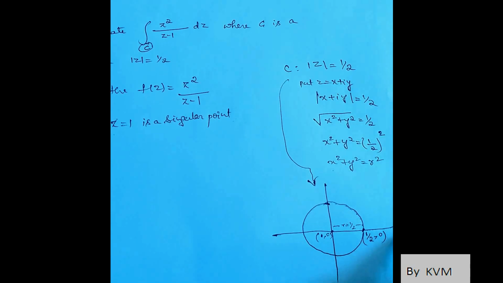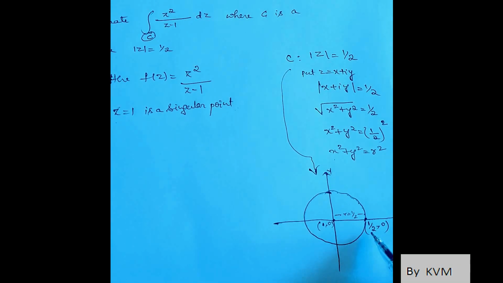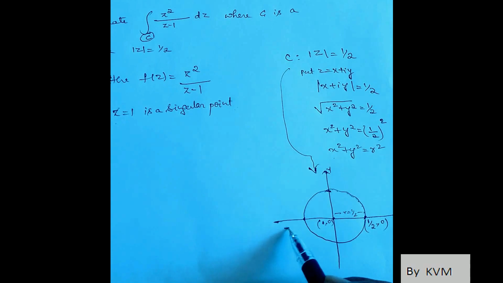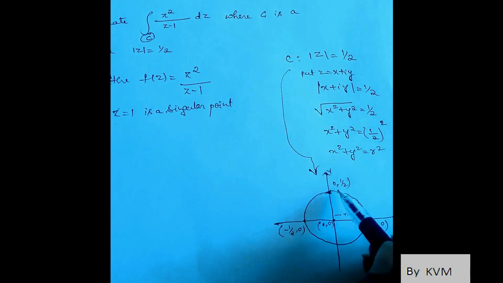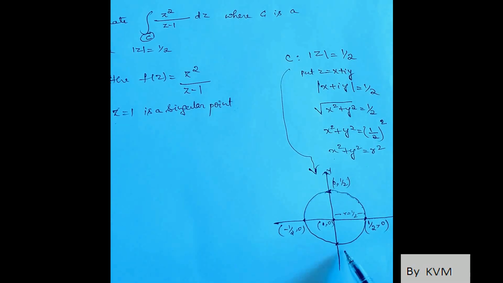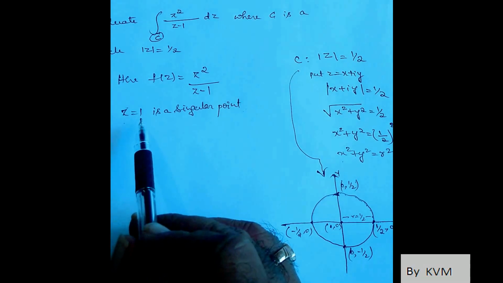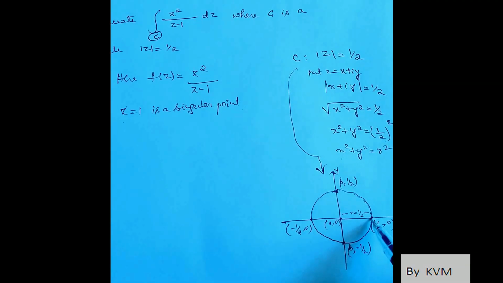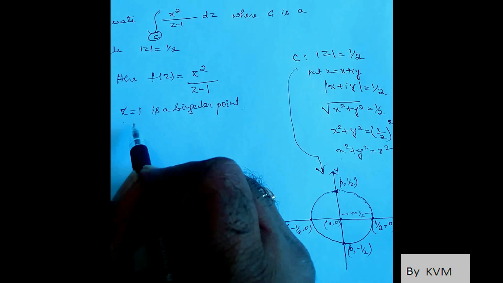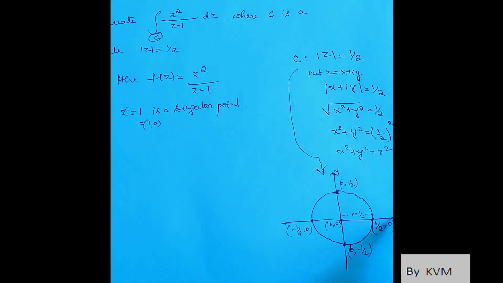The x-axis is the real axis, and the y-axis is the imaginary axis. The point on the x-axis is 1 by 2 comma 0, and on the left side it is minus 1 by 2 comma 0. The point on the y-axis, the imaginary axis, is 0 comma 1 by 2, and here it is 0 comma minus 1 by 2. Now we have to check whether the singular point z equals 1 lies inside the circle or outside the circle. If you take z equals 1, it is nothing but 1 comma 0. So 1 comma 0 lies somewhere here.